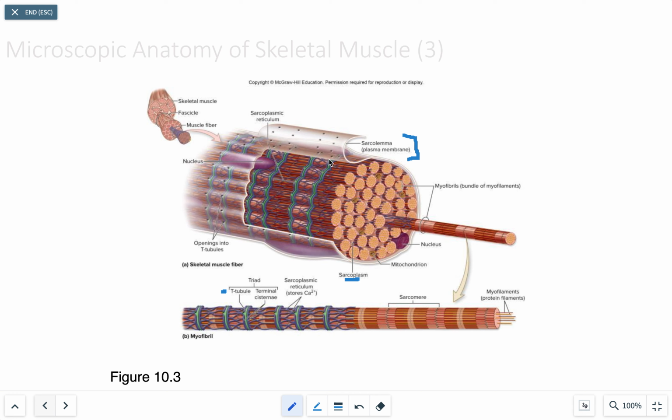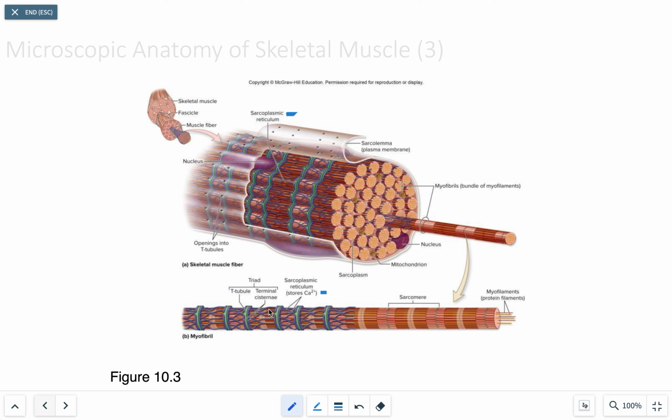The next structure is going to be the sarcoplasmic reticulum. I'll circle it in the top picture. It's this tubular network that's in purple. And then in the second picture here, this is the sarcoplasmic reticulum. The importance of the sarcoplasmic reticulum is that it forms a tubular network around each individual myofibril, and its most important aspect is that it's going to store calcium.